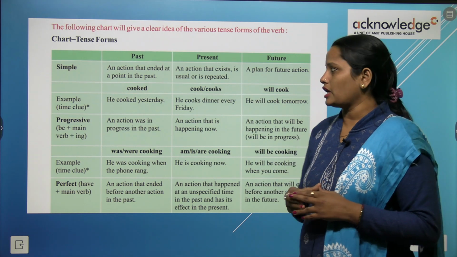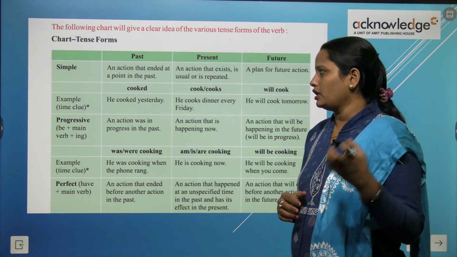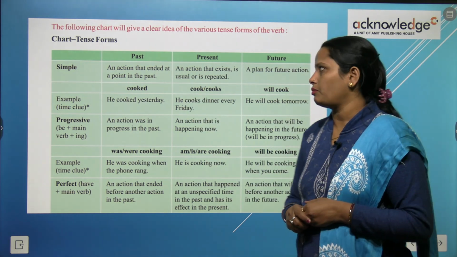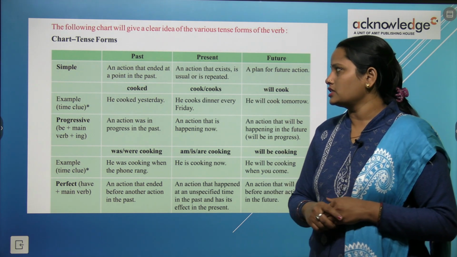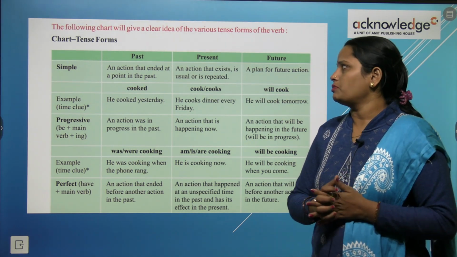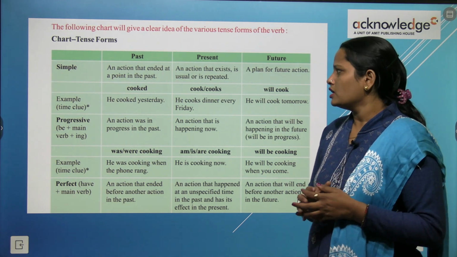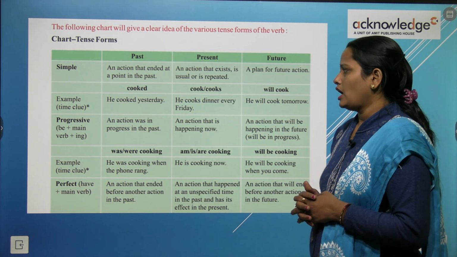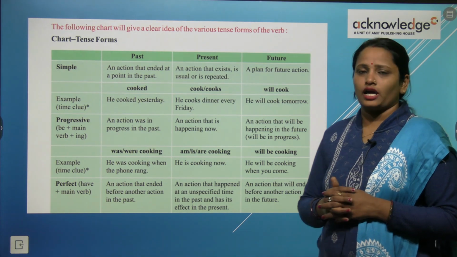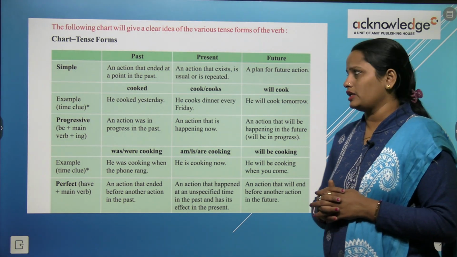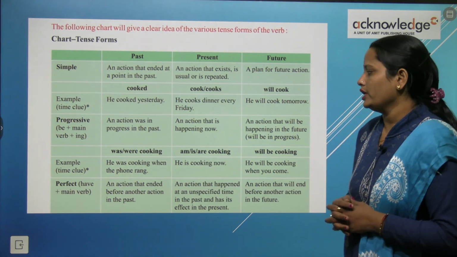So simple past, an action has ended at a point of time. तो एक टाइम पे वो काम खत्म हो गया, जैसे कि cooked is an example. In the simple present, an action that exists is usual or is repeated. ये जो काम है प्रेजेंट में हो रहा है ये होता रहता है, यूजुअल वर्क है. So here the example is cook and cooks. Now in the simple future tense, a plan for future action. Future के लिए जो है कुछ planning हो रही है. And the example is will cook.